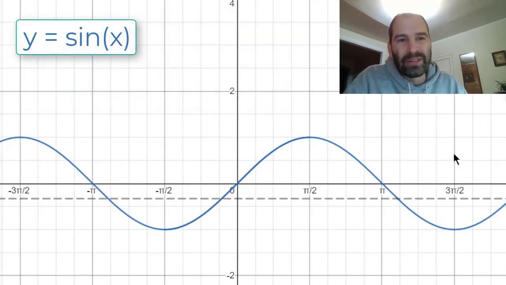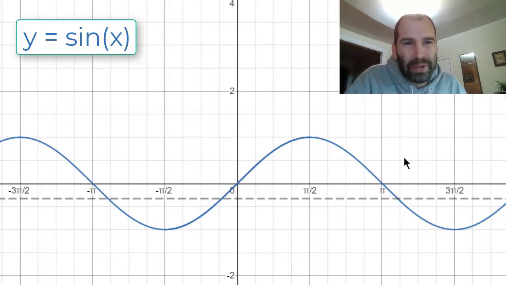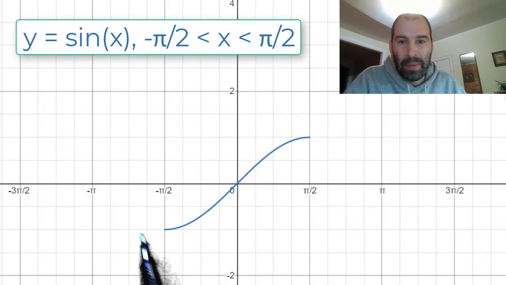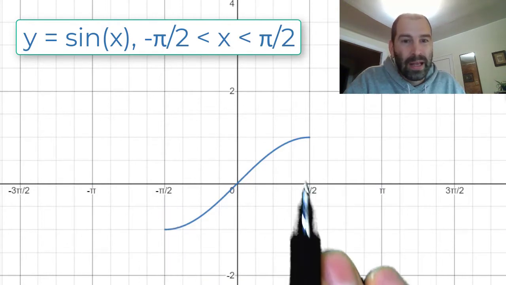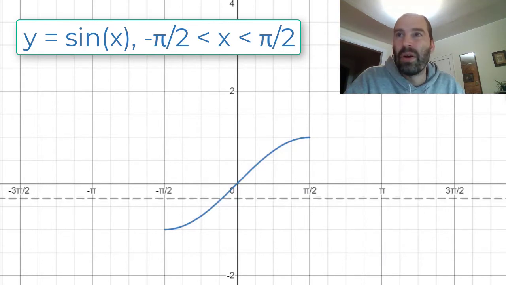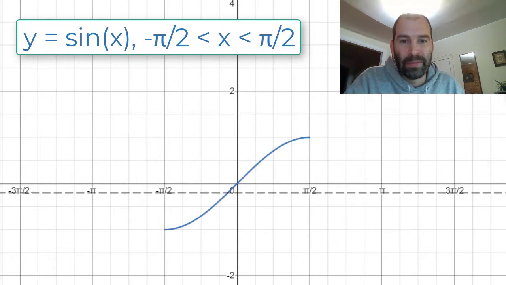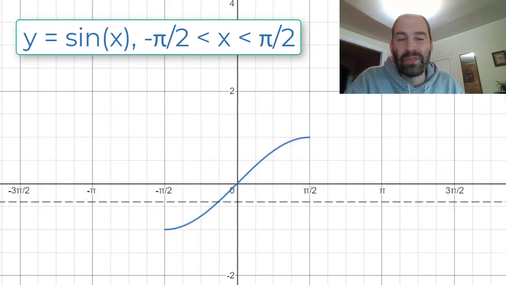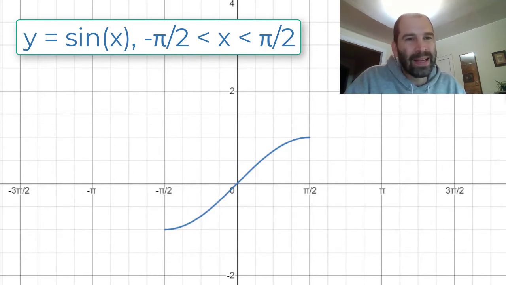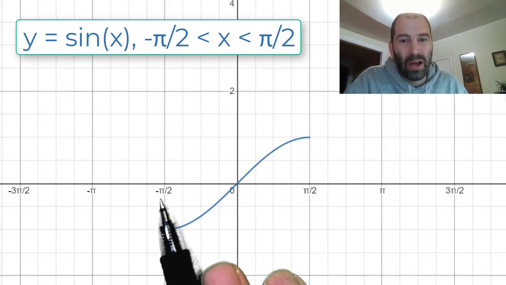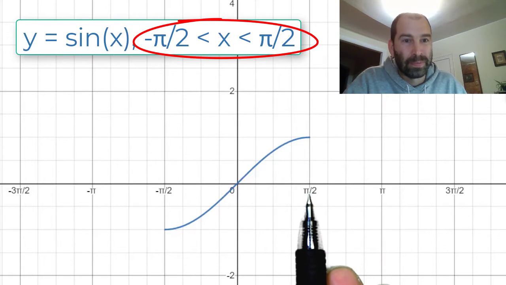But what we can do is adjust the function a little bit. If we take this function and instead of looking at the whole graph, just look at this part from minus pi over 2 to pi over 2, then we have a function that passes the horizontal line test. Notice that any horizontal line will intersect this graph at most once. And so when we talk about finding the inverse of that trig function, what we're really doing is finding the inverse of this function. It's a slightly different function. It's a function that's defined only from negative pi over 2 to pi over 2.